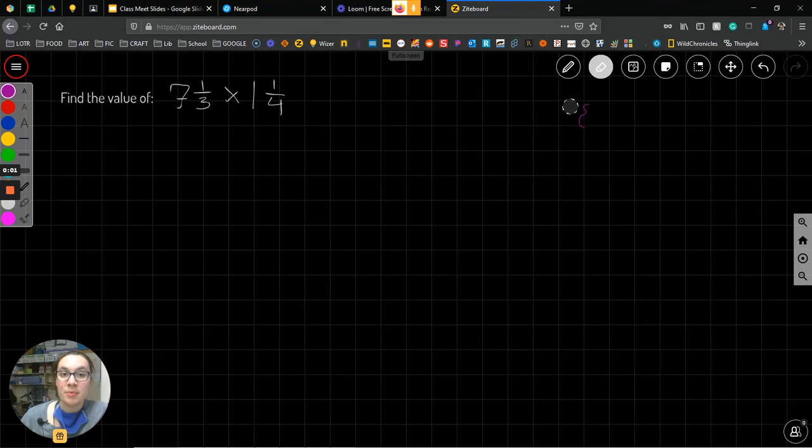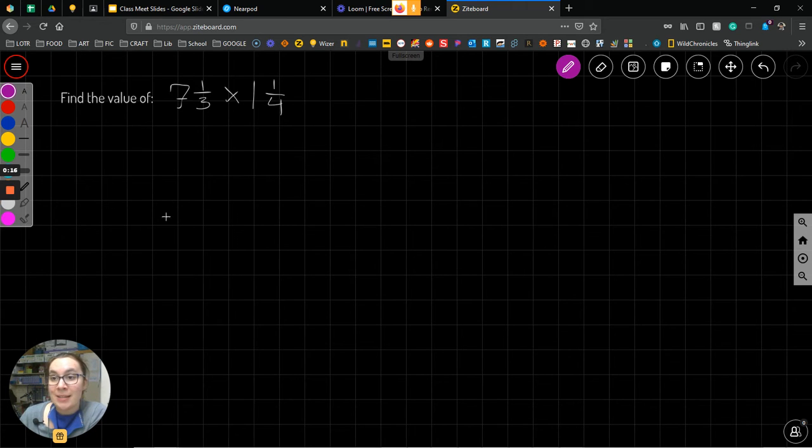This is example 1 of lesson 5.7. We are multiplying and dividing mixed numbers. The way that we multiply and divide mixed numbers is slightly different from how we added and subtracted, specifically because of the number of options you don't have.